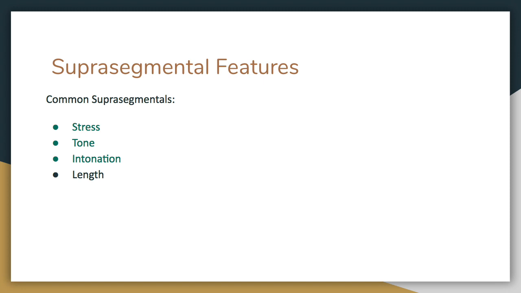Suprasegmental features can be applied to a syllable, word, or even an entire utterance. Common suprasegmentals include stress, tone, intonation, and length, but for the purposes of this presentation, we will focus on stress, tone, and intonation. All languages integrate suprasegmentals, however, in some languages, the use of certain suprasegmentals is more sensitive. In the following slides, we will delve deeper into each individual suprasegmental feature.